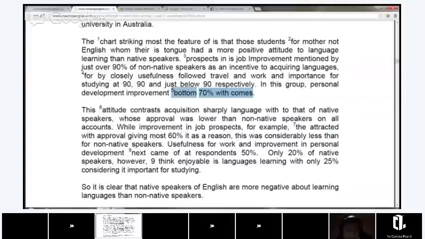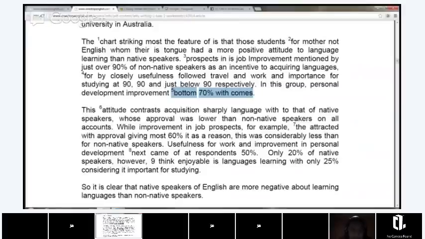In this group, personal development improvement comes bottom with 70%. Yay, Mauricio gets a sticker. Yes, comes bottom with 70%.